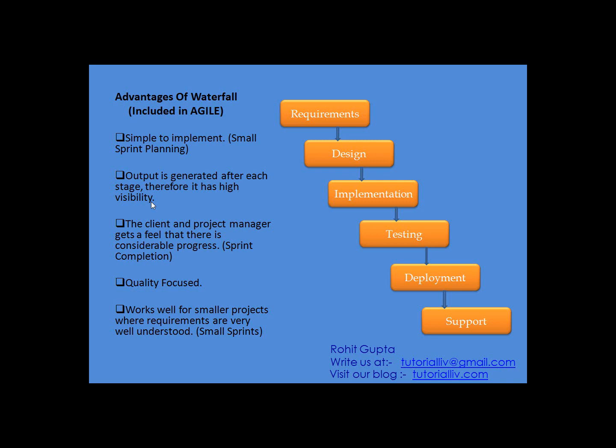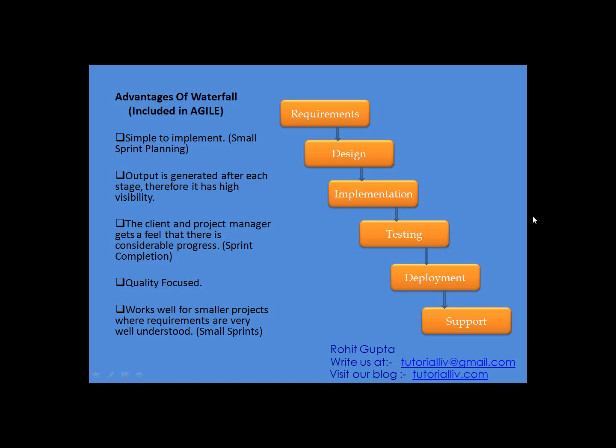Now the last one: it works well for smaller projects where requirements are very well understood. I have also mentioned the term small sprints, which is a term from Agile methodology. What we have seen in the waterfall model is that it is used for smaller projects where the requirements are clear.